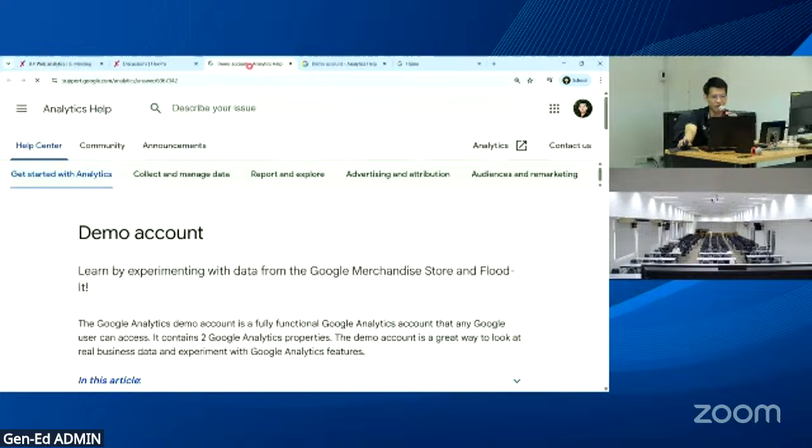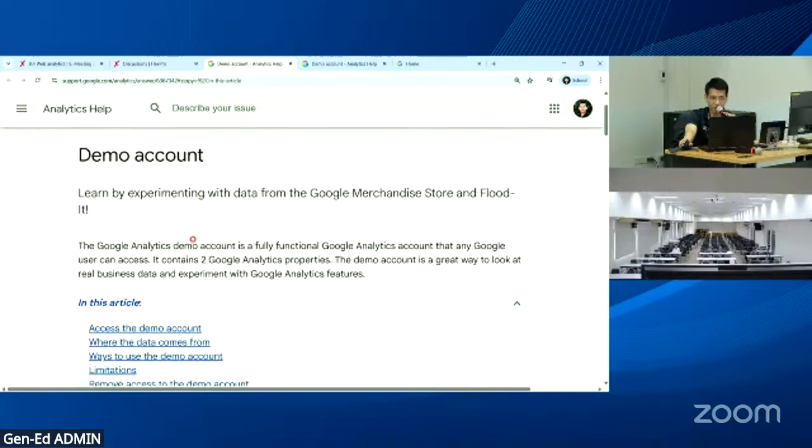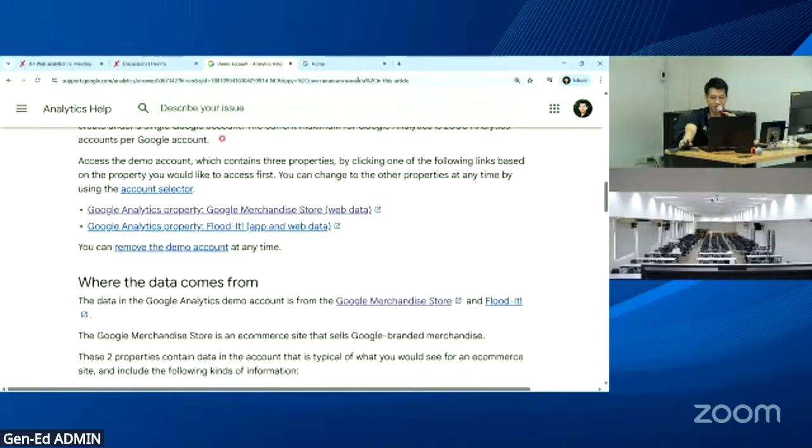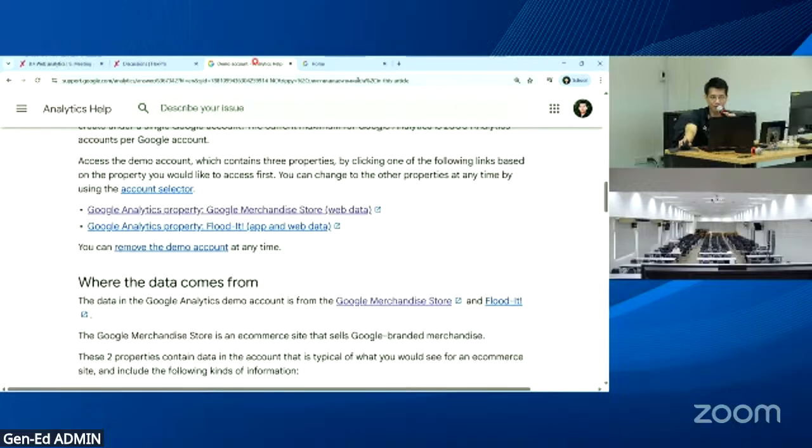It will be difficult if you are on the mobile, so you can watch my demonstration first. This is the demo account. It looks like this. And then locate the link Google Analytics property, Google Merchandise Store web data. This one, Google Analytics property, Google Merchandise Store web data. And click that button, it will open this page.